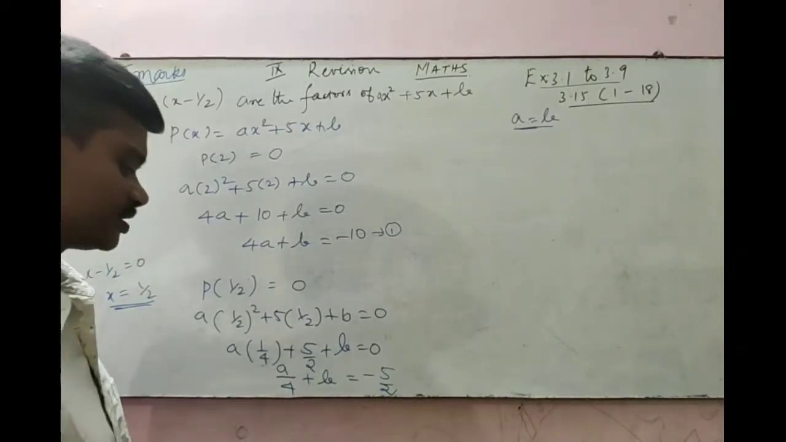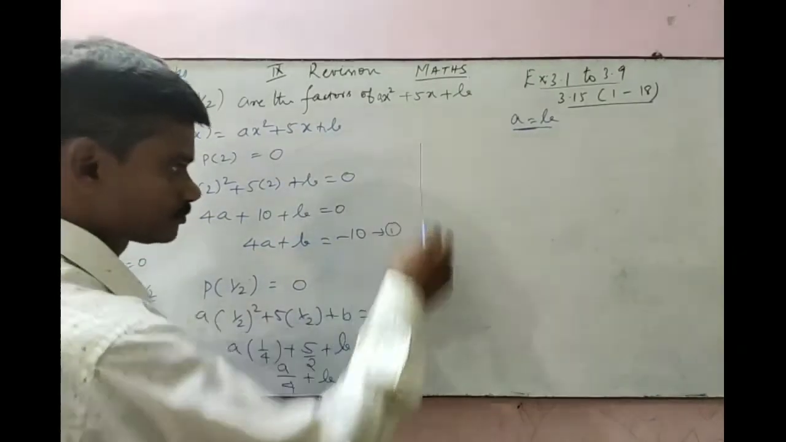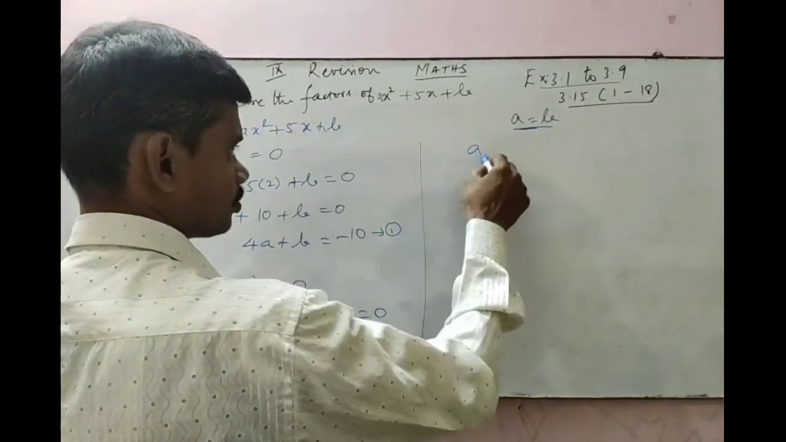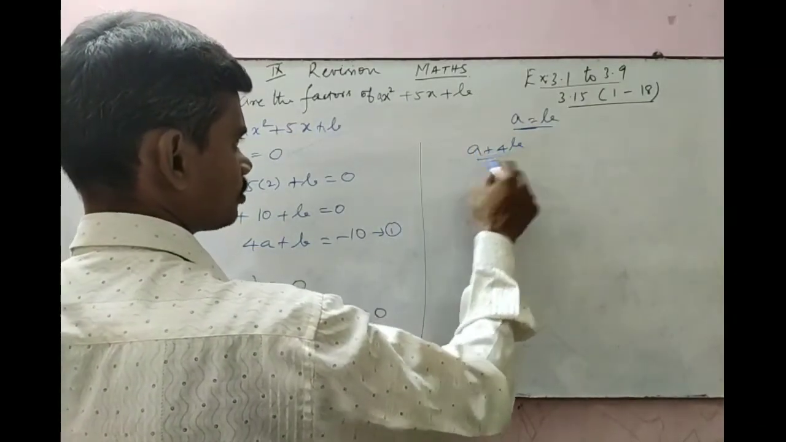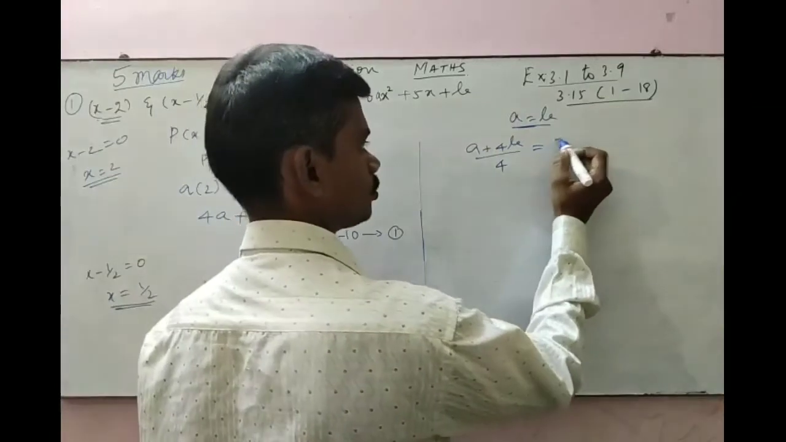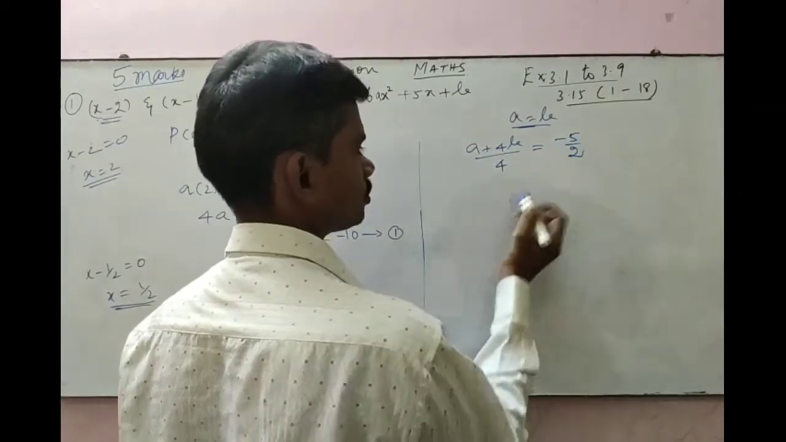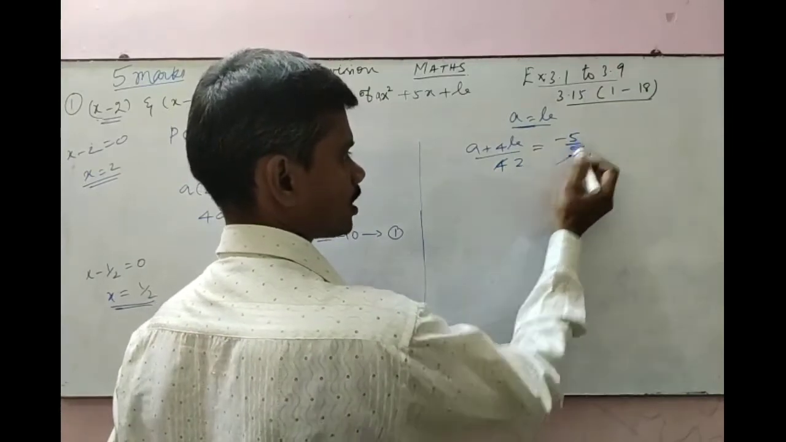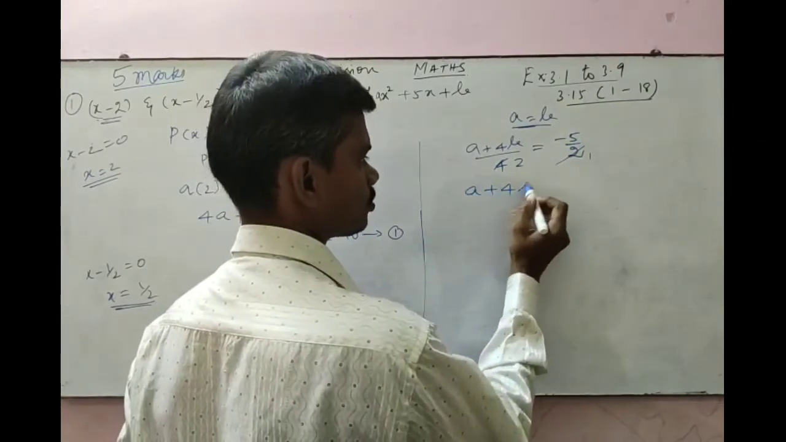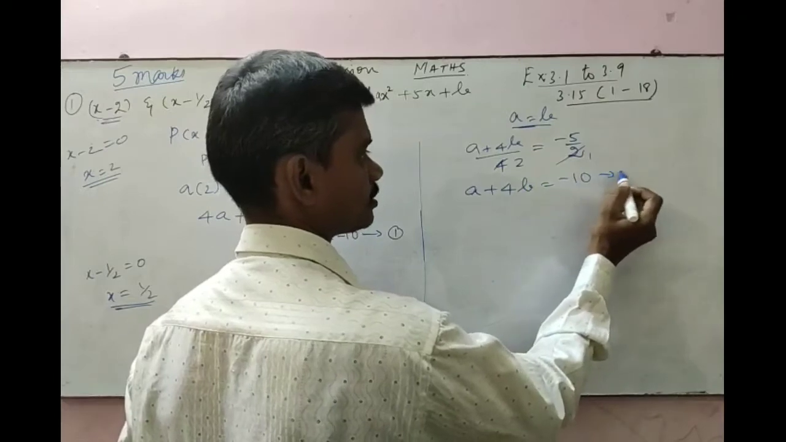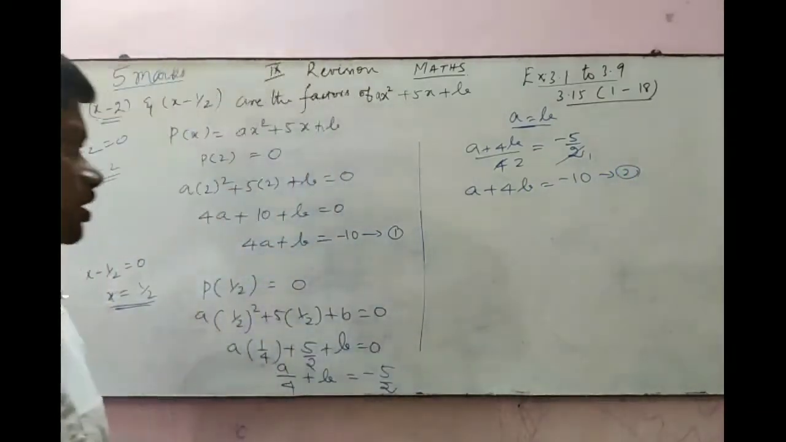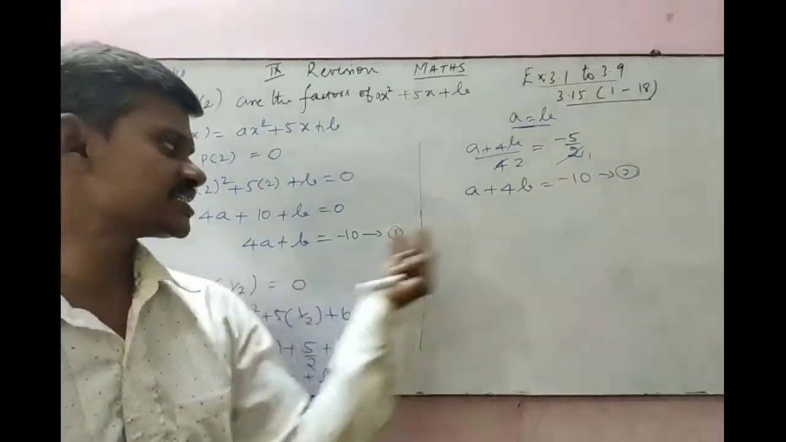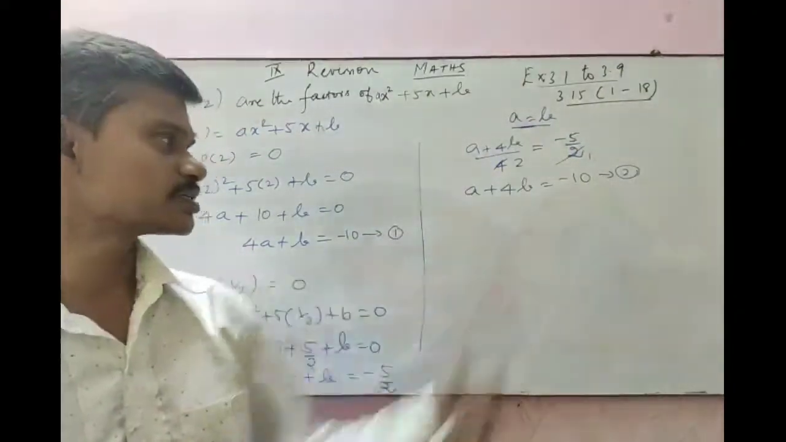Here the denominator is 4, so I am going to take the LCM. a plus 4b by 4 equal to minus 5 by 2. If we cancel this, 1 2 is 2, 2 2s are 4. If we cross multiply here, you will get a plus 4b equal to minus 10. Keep this as equation 2. Look at equations 1 and 2, the right side is equal. Here also minus 10, here also minus 10.